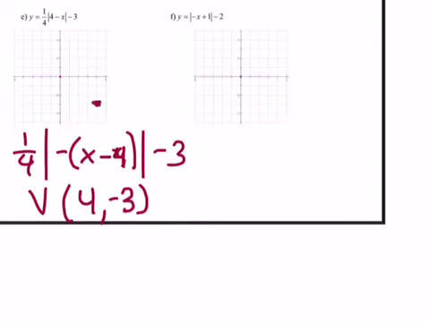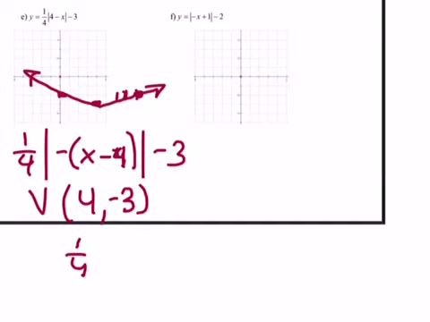And then my slope is 1/4. So I'm going to go up 1 and to the left 4, 1, 2, 3, 4. And then I'm just going to make some extra, up 1 and to the right 1, 2, 3, 4. And there's my graph. So the second one's the same thing.